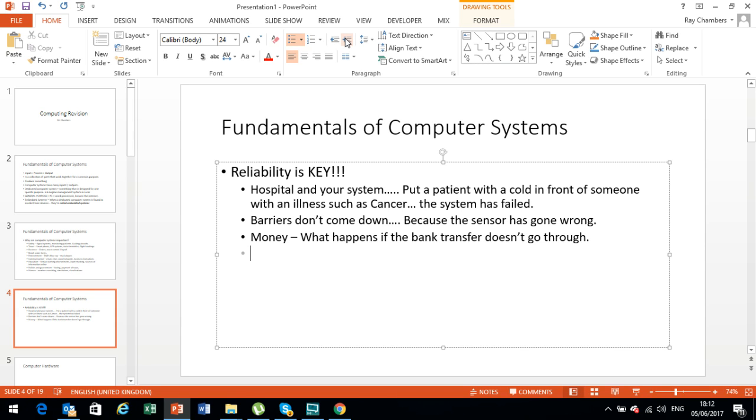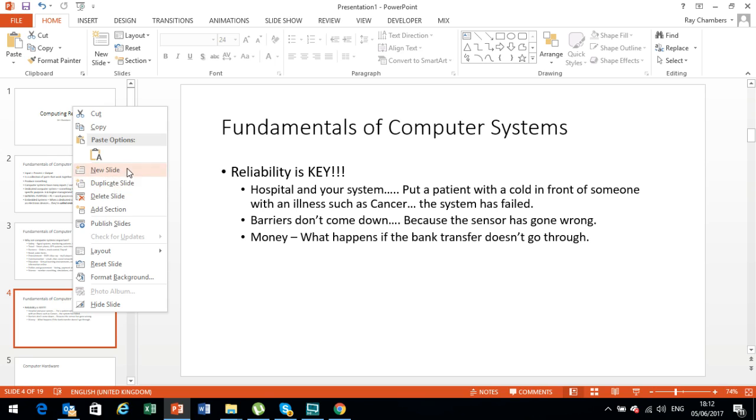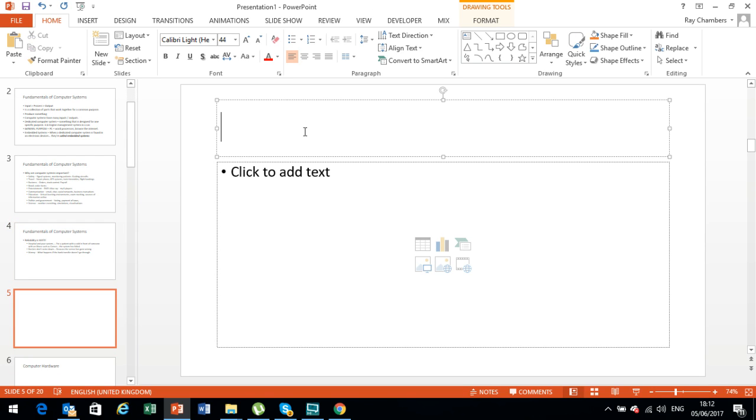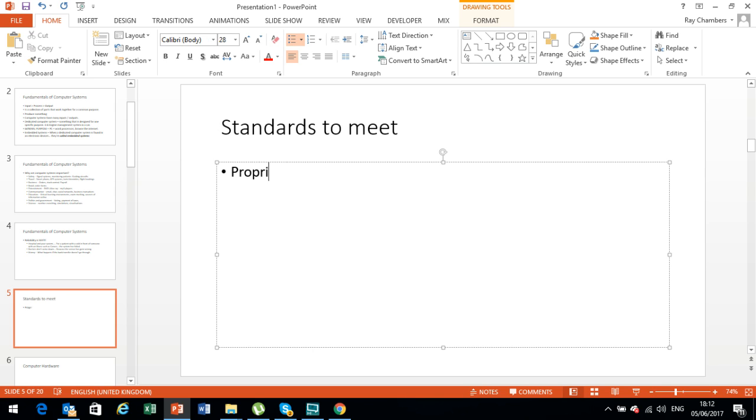Now, the other thing that you need to be aware of in computer systems, and I'm just going to insert this new slide here, is that there are a number of standards that we have to meet. So we have standards to meet. Some of these standards are called proprietary standards.